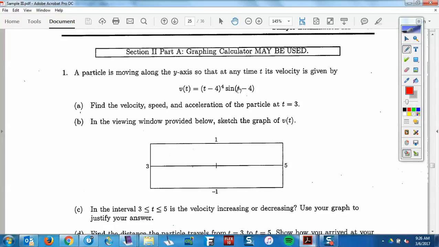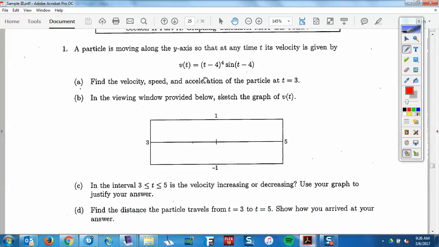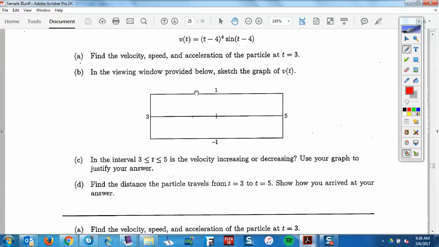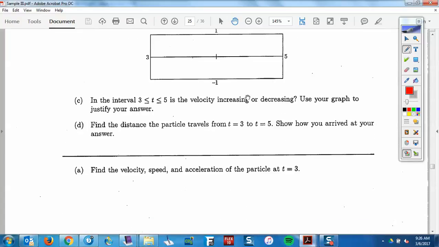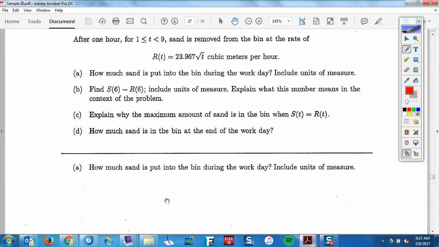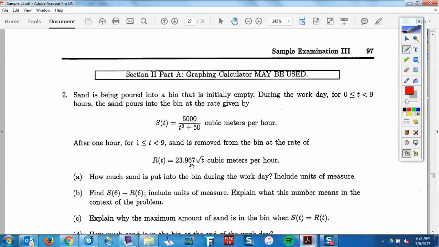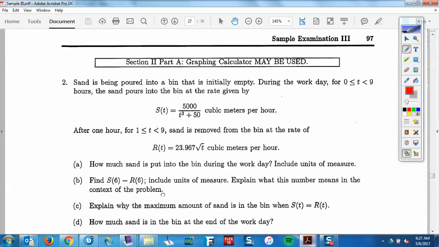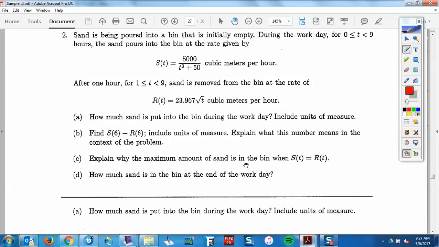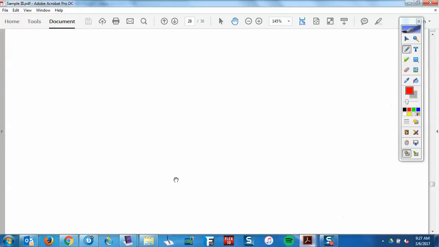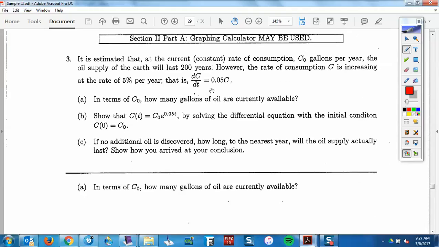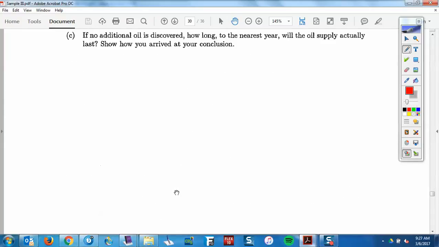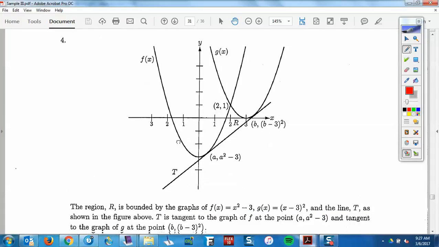Number 1, you've got velocity, speed, acceleration, so that's derivative stuff. You can sketch, is velocity increasing? Find the distance a particle travels, so we just talked about that. The distance, that's like total distance, so we just talked about that being an integral. Number 2, look at this, sand is being poured in and then being removed, so we've talked about those kinds of problems. What do the units mean? So an integral might get involved there. This is a differential equation one. We haven't done any of those for a while, so that's kind of an interesting one.